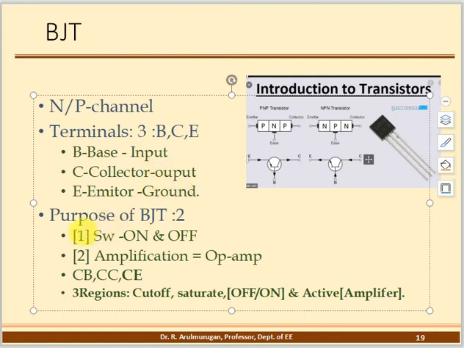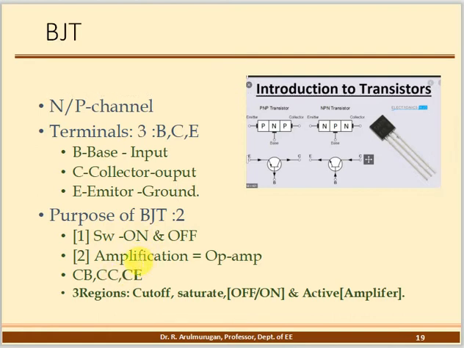There are two purposes of a BJT: one is a switch, another one is amplification. A is for amplification. There are three regions: cutoff region, saturation region, and active region. A is for the active region, amplification. Cutoff means off, saturation means on. So that is the type of working.